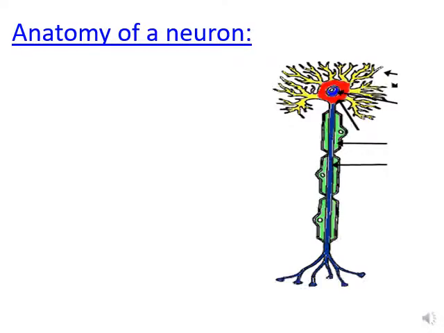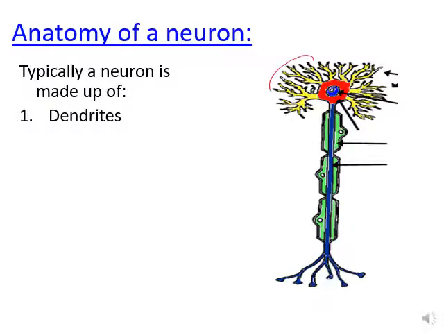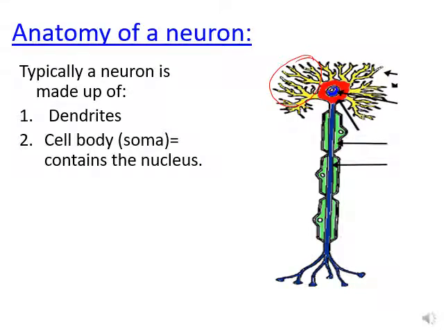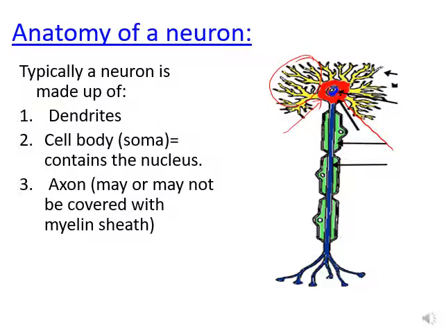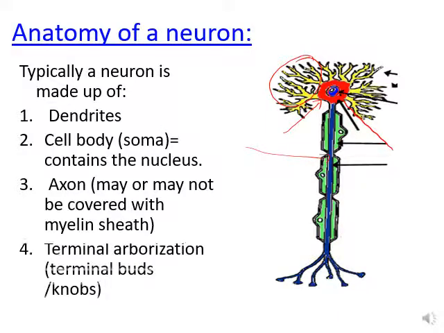Let's move now to the anatomy of a neuron. This is a neuron. The neuron is composed of different parts. First, the dendrites. These are the dendrites. The cell body, or it's called the soma, that contains the nucleus. This is the nucleus, the one in blue here. And the axon, this is the axon, the one in blue. It may or may not be myelinated. We will discover the role of the myelin sheath next. Also, we have the terminal arborization, or the lobes, or they are called the terminal buds.